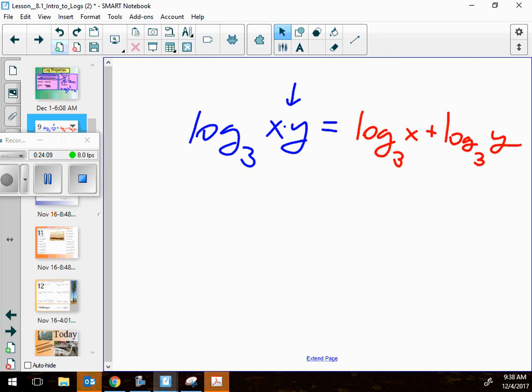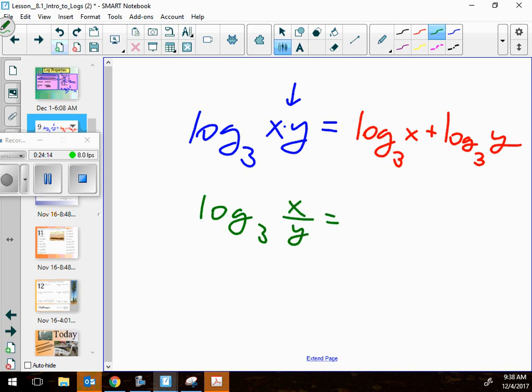And then I betcha you'll guess right on this one. Don't even say it. Write what you think that one breaks up into. 2 logs. Hint, that's x divided by y. Log base 3 of x, log base 3 of y, and what do you think I put between them? Division goes with subtract.